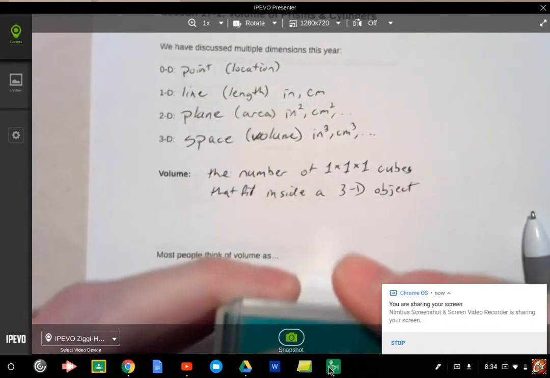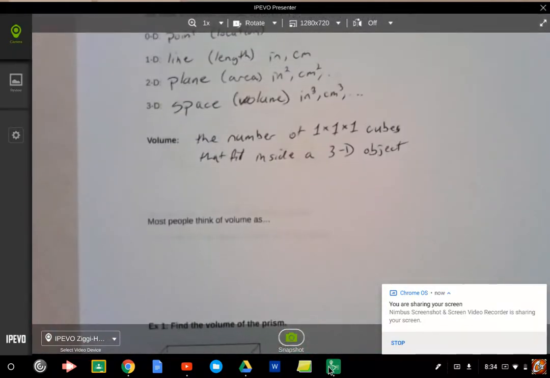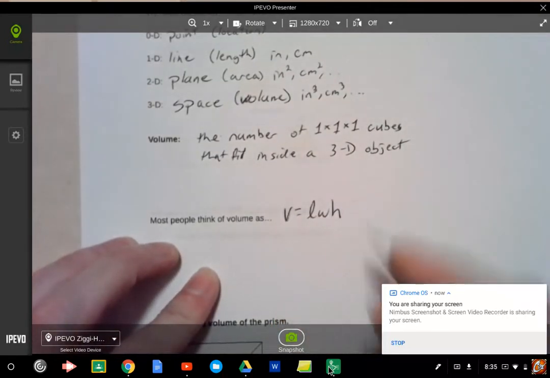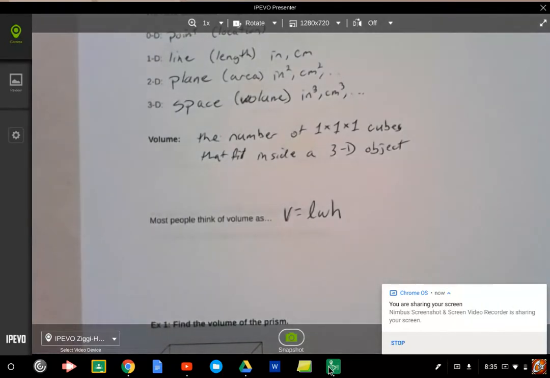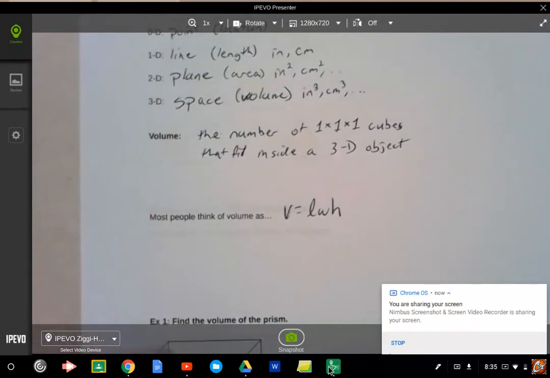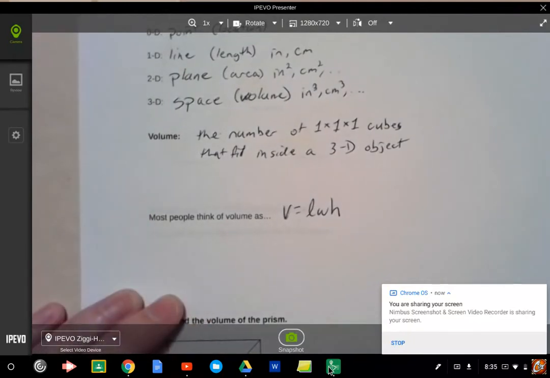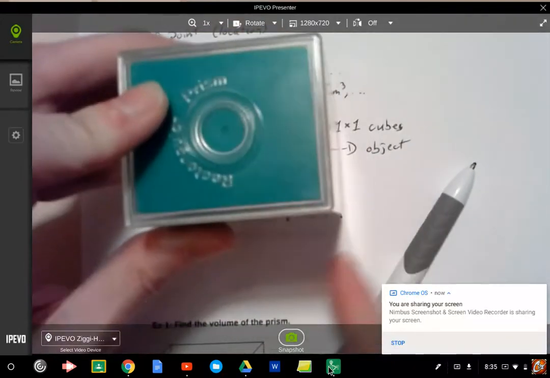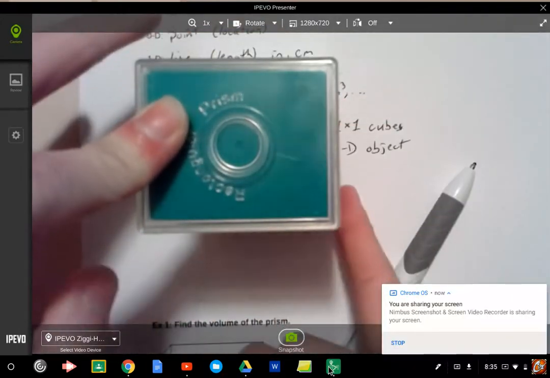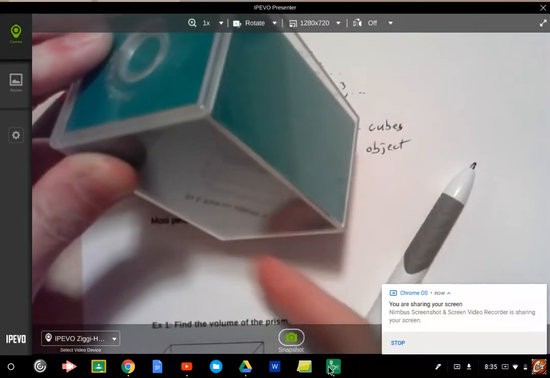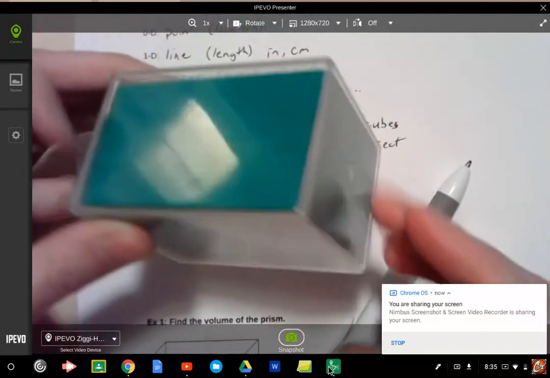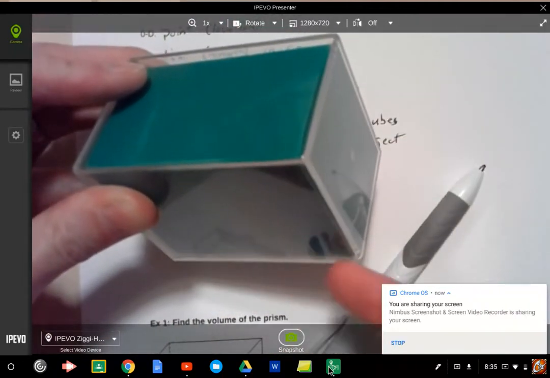Now, when I usually talk about volume to people, most people immediately go to the first thing they learn about volume, and they'll tell me volume is length times width times height. And that's pretty simple. That's actually the way most people do look at volume. But it's not always the easiest way to think about volume. It works fine when you're dealing with rectangular solids, because in the rectangular solids, you have a length, a width, and a height. Those three things are the three dimensions that we use to talk about this. And it doesn't matter how it sits.